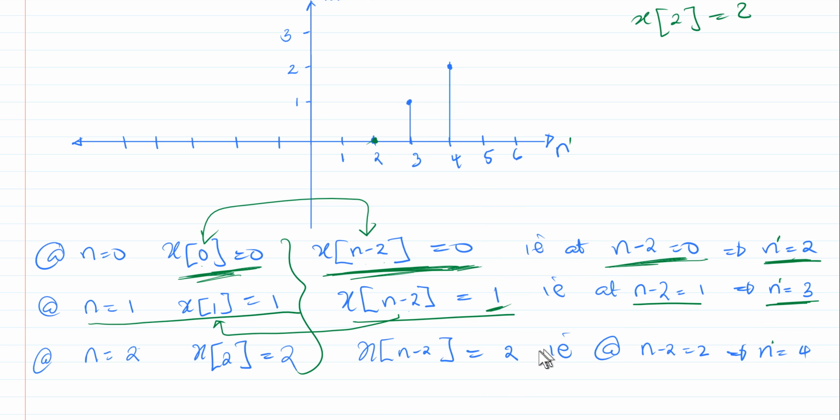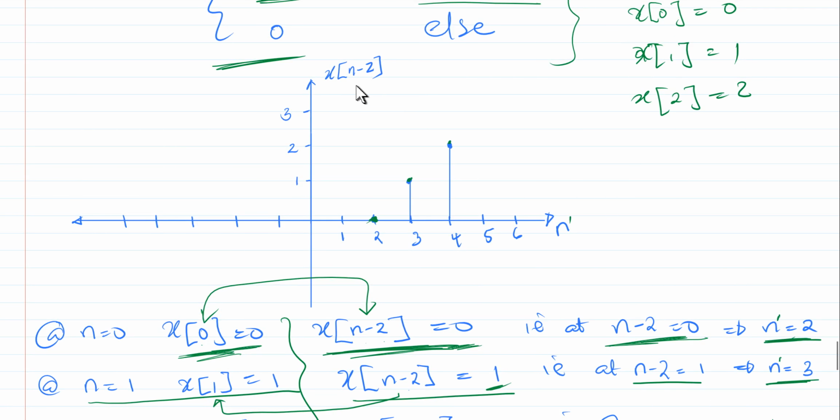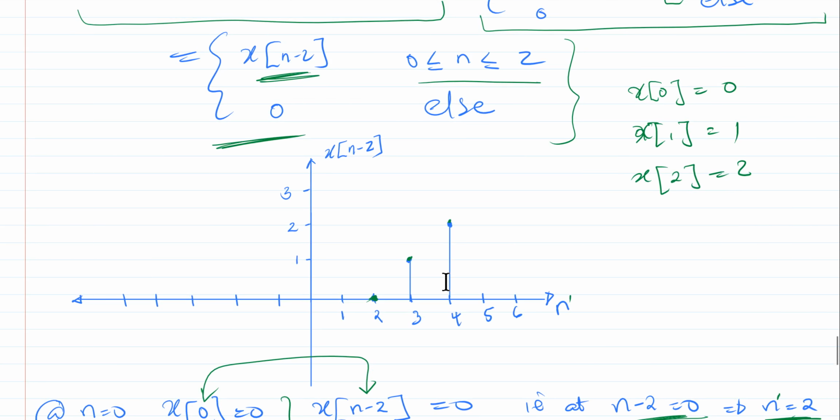And lastly, we equate this term with this term, and we know that the value here is 2. Therefore, we put the value 2 there. Therefore, our new value of n becomes 4, and our equation takes the form of 0, 1, and 2 at values 2, 3, 4 respectively. And therefore, this is our equation x of n minus 2, which is limited between the values of n. Our old n was 0 to 2 as defined by this equation.